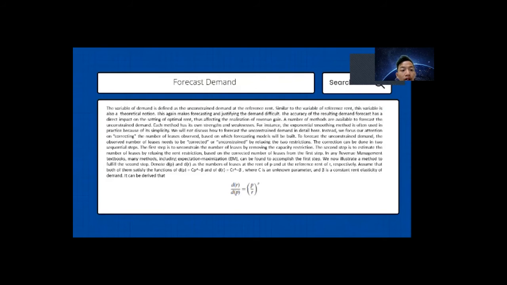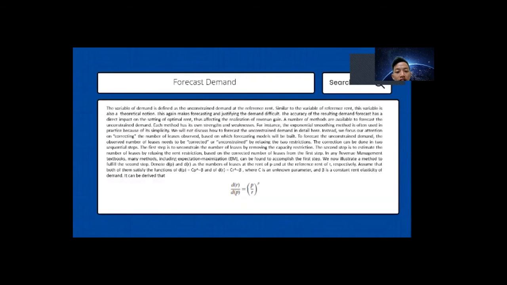The next, forecast demand. The variable of demand is defined as the unconstrained demand at the reference rent. Similar to the variable of reference rent, this variable is also a theoretical notion. This again makes forecasting or estimating the demand difficult. The accuracy of the resulting demand forecast has a direct impact on the setting of optimal rent, thus affecting the realization of revenue gain. A number of methods are available to forecast the unconstrained demand.